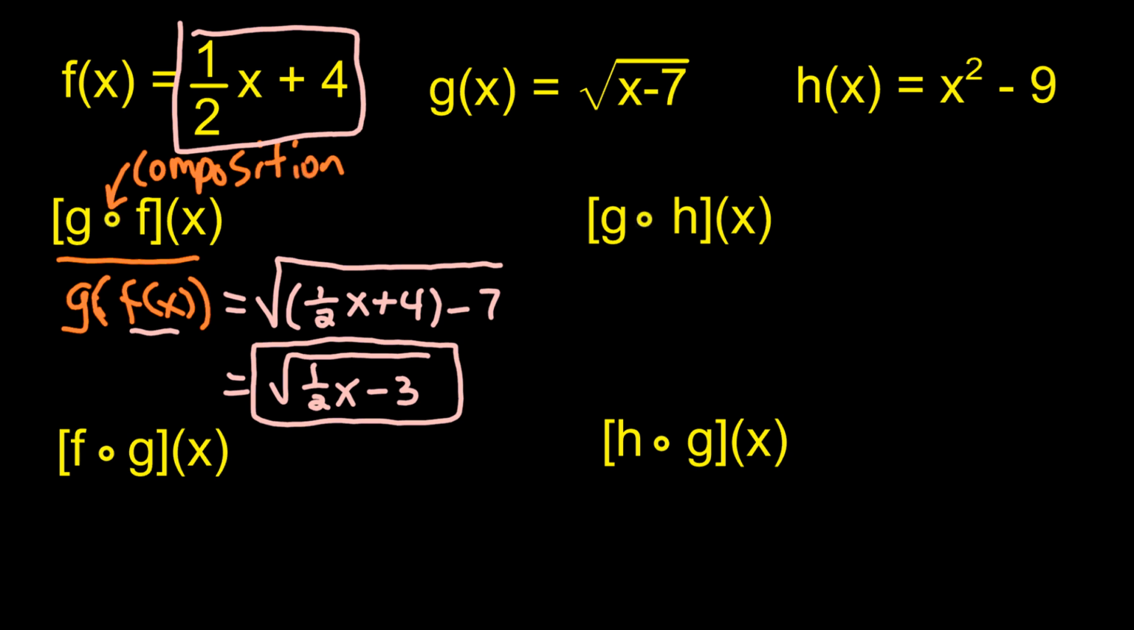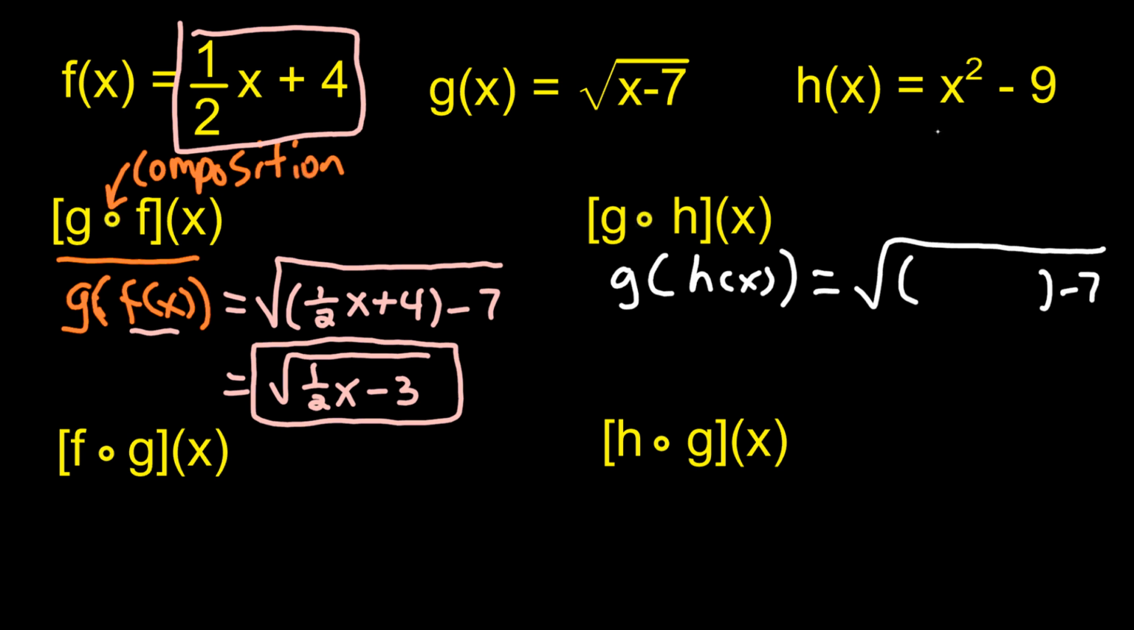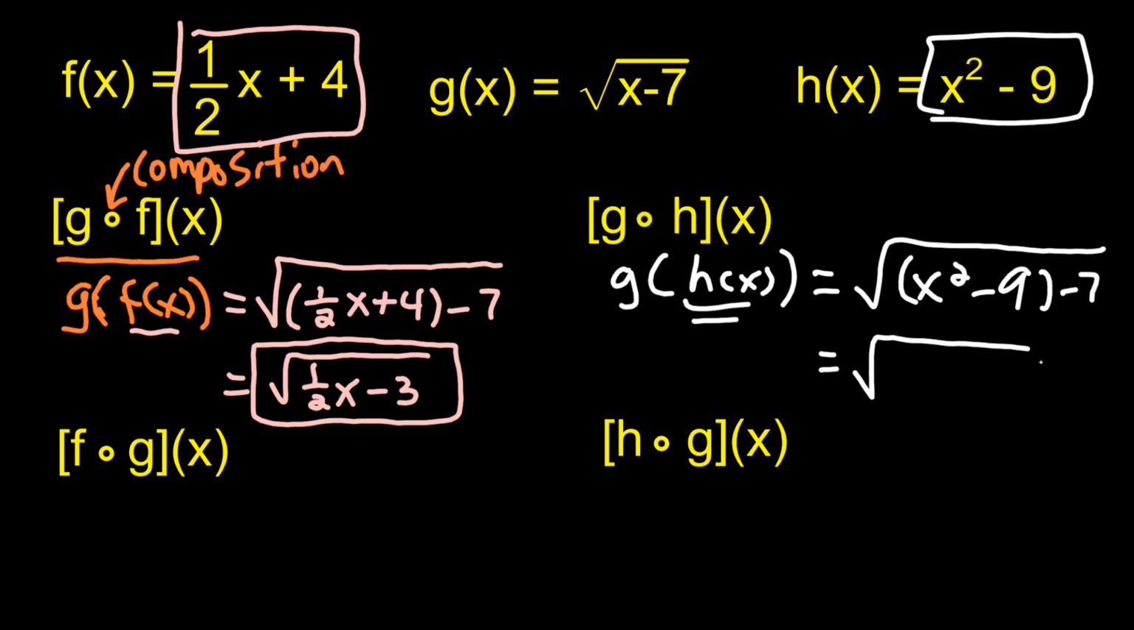Let's slide over to g of h of x. So I'll rewrite it. G of h of x. So this tells me I'm going to start with my g function just like we did before. That's the square root of x minus 7. But this time I am plugging in h where there used to be an x. It's the h function, so it's x squared minus 9. So then we end up with x squared minus 16. And if we can simplify it down, we do.